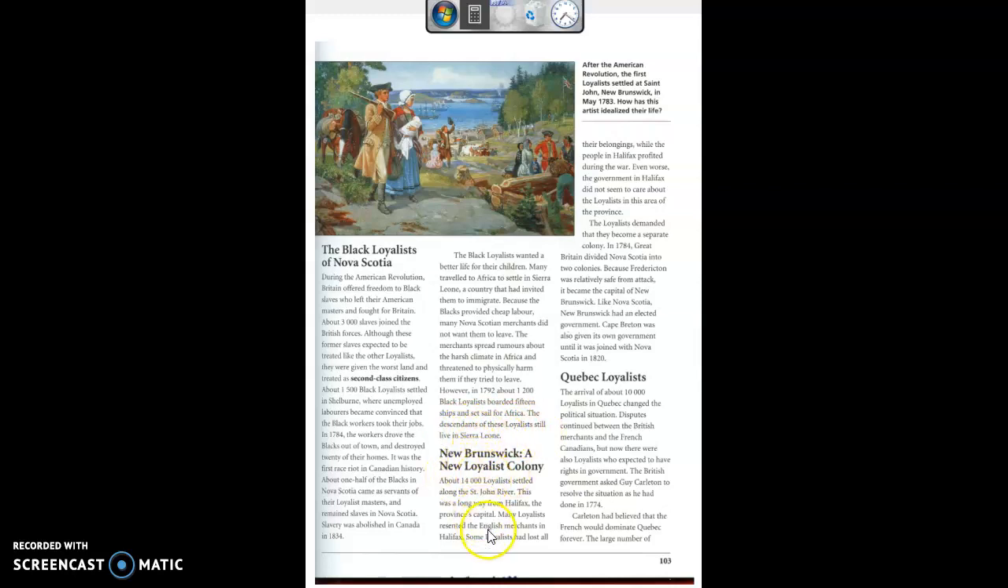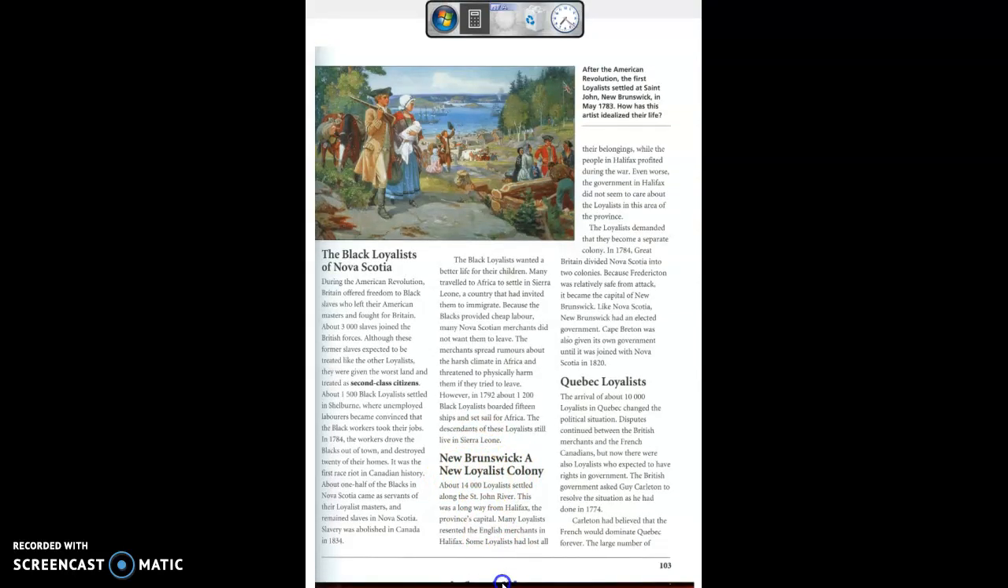New Brunswick, a new Loyalist colony. About 14,000 Loyalists settled along the St. John River. This was a long way from Halifax, the province's capital. Many Loyalists resented the English merchants in Halifax. Some Loyalists had lost all their belongings, while the people in Halifax profited during the war. Even worse, the government in Halifax did not seem to care about the Loyalists in this area of the province. The Loyalists demanded that they become a separate colony.